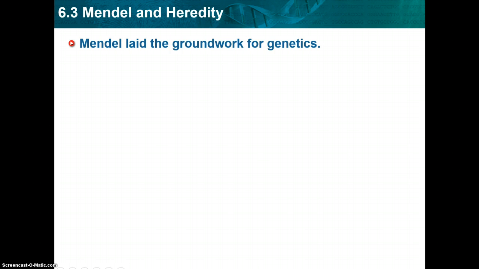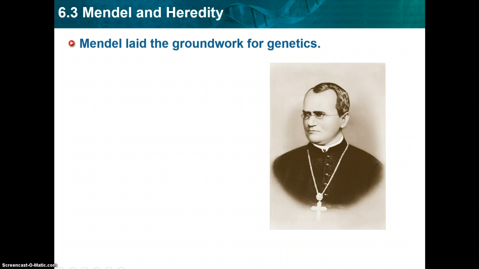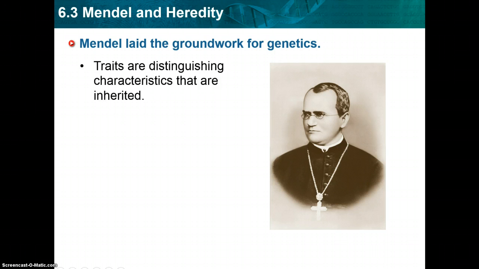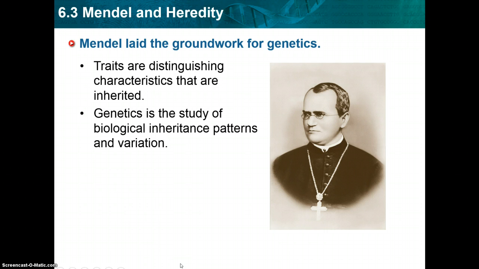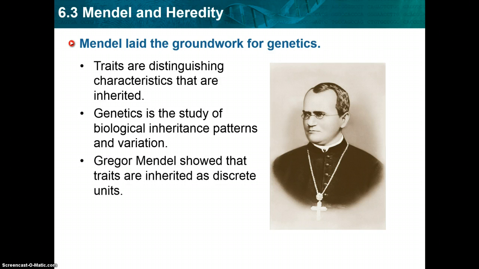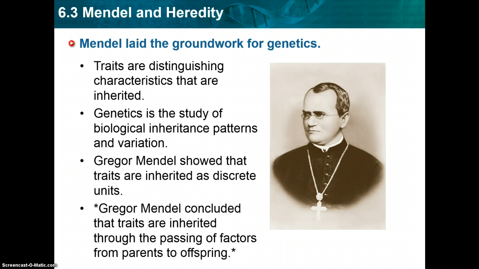Alright, anyways, Mendel laid the groundwork for genetics. He studied peas, which is why on that last slide there were peas on there. So, traits are distinguishing characteristics that are inherited. So, things like brown hair, blonde hair, those are traits. Genetics is the study of biological inheritance patterns and variations. Anyone want to expand on that? That's just the definition of genetics.